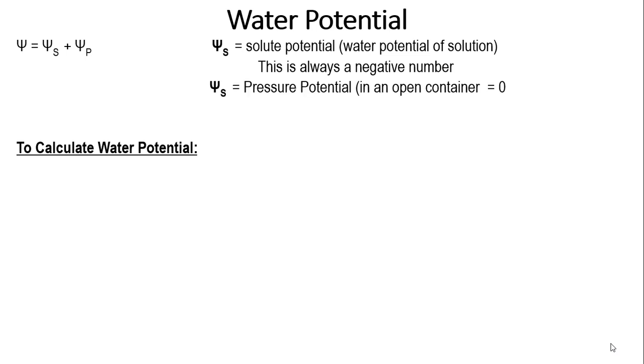The other one here is psi p, and psi p is pressure potential. So in an open container, pressure is equal to zero because there's nothing being put on it, and we just assume atmospheric pressure is negligible. However, when you enclose the solution in a cell with a cell wall, or if you put it in some kind of tube with a piston on it, like a plunger, that's when your pressure potential goes up. And it's always a positive number. So pressure potential is always a positive number. It's always above zero, and it's always working against your solute potential.